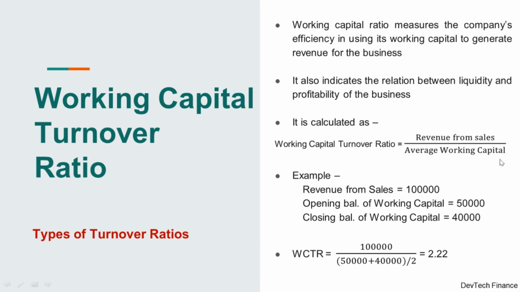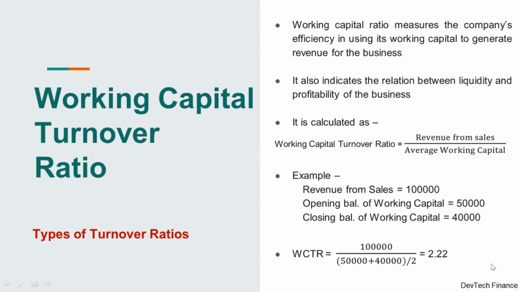And just have a look at the formula, which is very similar. You just have to take the average working capital in the denominator, and in the numerator again you would be considering revenue from sales to calculate. And have an example. Revenue from sales is given as 1 lakh, opening balance of working capital is 50,000, closing balance is 40,000. Now you want to calculate working capital turnover ratio. Just put down all the values and we would arrive at 2.22. This is what working capital turnover ratio is.